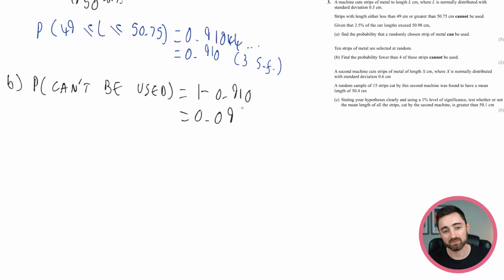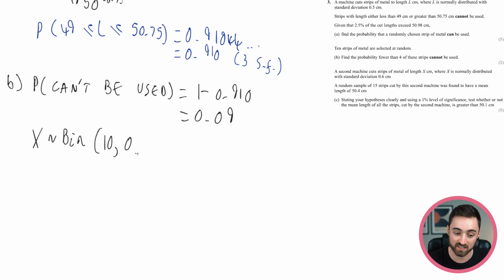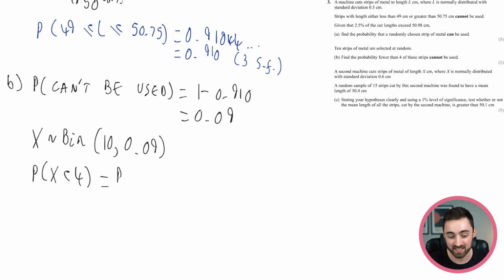That's going to be a binomial, isn't it? Because you've got 10 trials, there are 2 options: it can be used, it can't be used. And then you're counting how many successes or failures there are. So you've got this x, which is distributed binomially. There are 10 trials, and the probability of success is 0.09. So what we're now going to do is work out the probability fewer than 4. So I want the probability that it's strictly fewer than 4, which if you think about it, is the probability that it's less than or equal to 3.